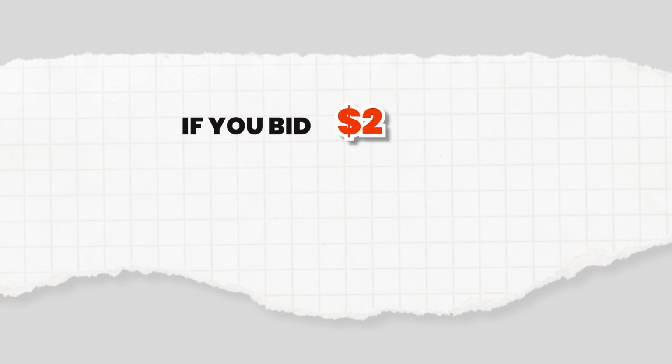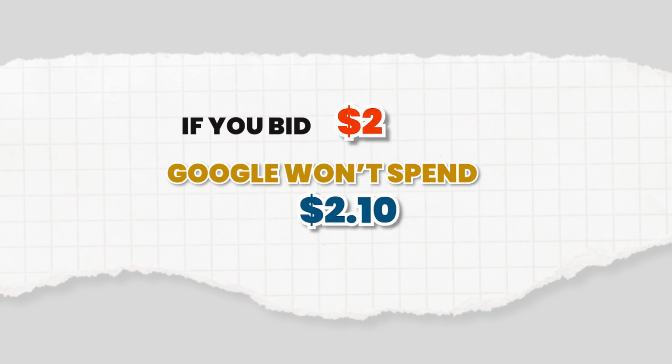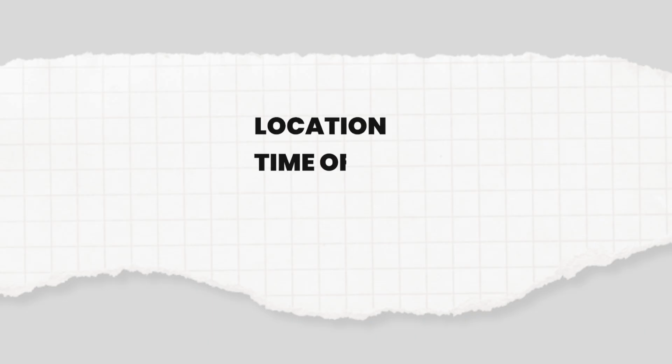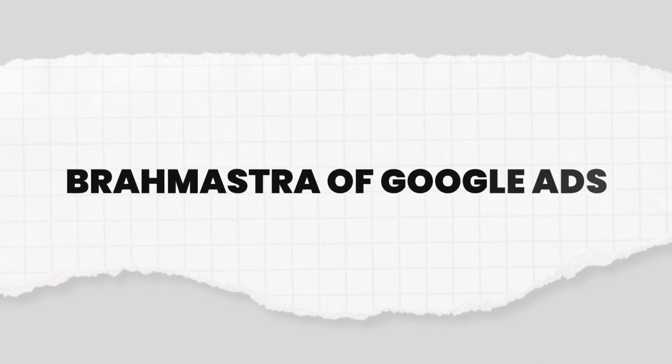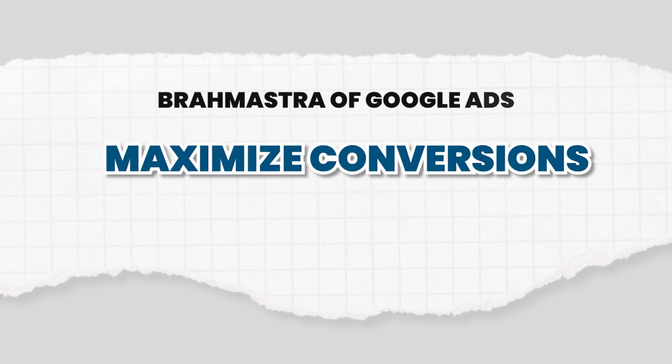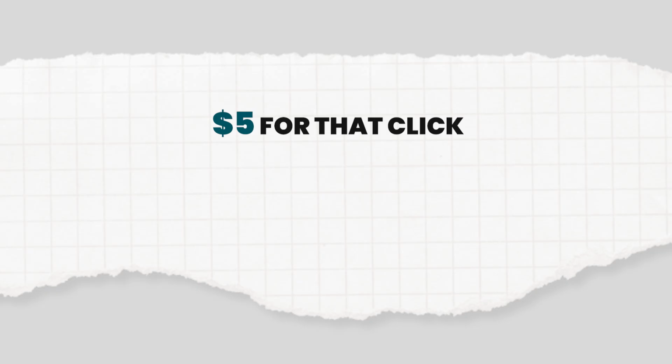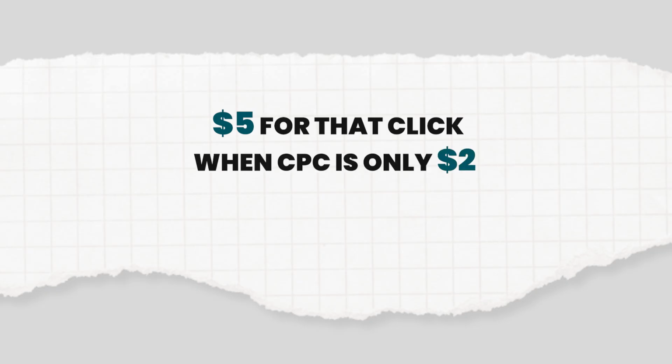Manual bidding is about control. If you know exactly what each keyword is worth, you set the bid. If you bid $2, Google will not spend $2.10. It's safe but limited because it can't react to the thousands of signals Google sees, like location, time of day, or user behavior. This is where the Brahmastra of Google Ads comes in: maximize conversions. If Google's system thinks a user is very likely to convert, it might bid $5 for that click, even if your usual CPC is only $2.